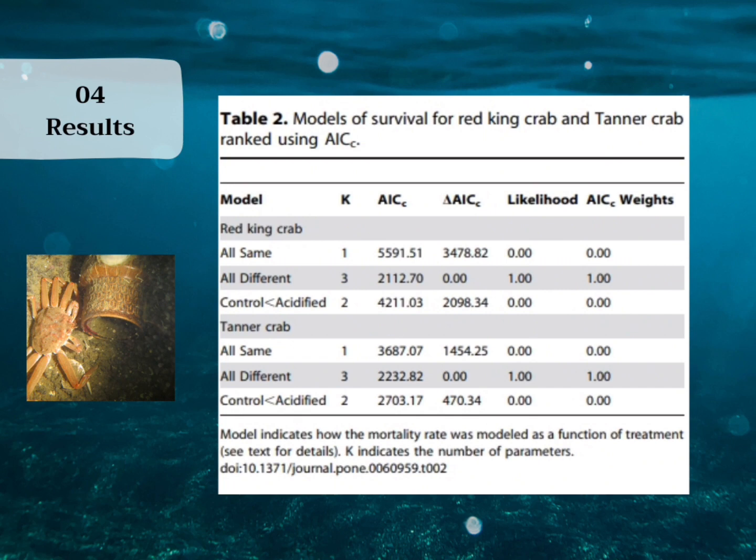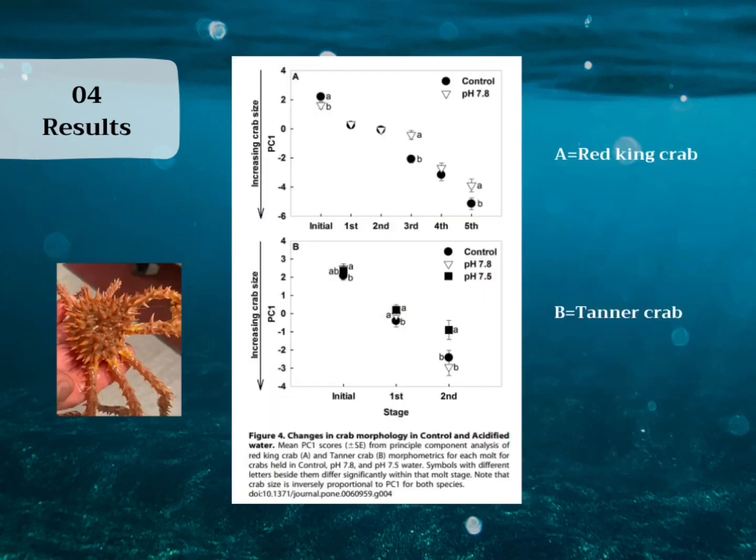This indicates that AICc survival rates were not significantly different. Figure 4. Change in crab morphology in control and acidified water. Mean PC1 score, standard error, from principal components analysis of red king crab (A) and tanner crab (B) morphometrics for crab health in control pH 7.8 and pH 7.5 water. Symbols with different letters beside them differ significantly within the same state.